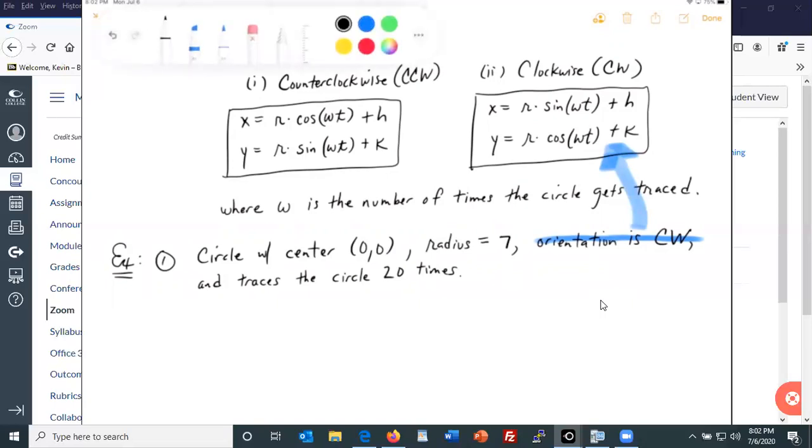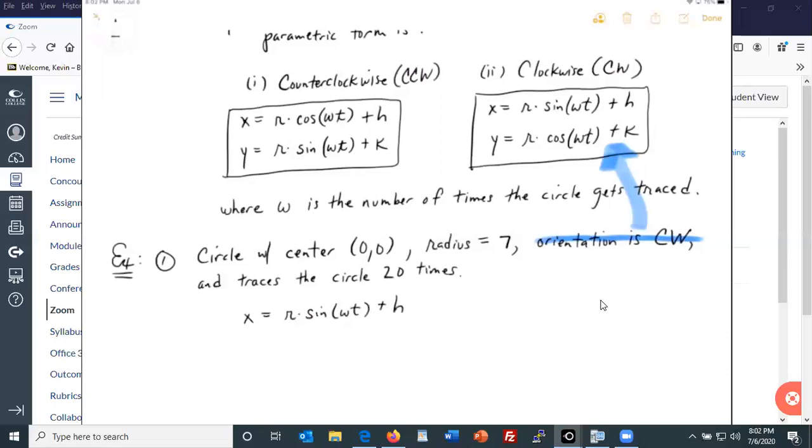Okay, now the rest here isn't really that hard to fill in, right? When we do R sine of WT plus H, that means X would equal, so the radius is 7 times the sine of WT. Remember, W is the number of times the circle gets traced, so that would be 20T plus H. H would be 0. Therefore, X equals 7 sine of 20T.